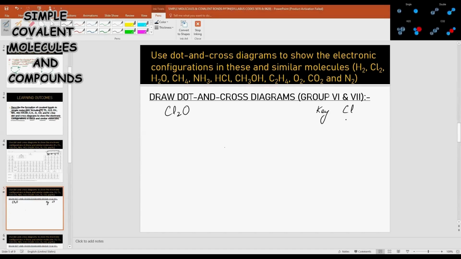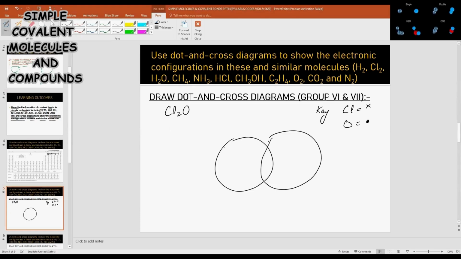There are 2 elements, Cl and oxygen. I'm using dot for oxygen and cross for chlorine. An oxygen atom needs 2 electrons to complete its valence shell, while each chlorine atom needs 1 electron. Electrons will be shared in this way. In the center, you have oxygen, 1 chlorine, 2nd chlorine. Now I am drawing their valence electrons. Oxygen needs 2 electrons, so it will offer 2 electrons to these chlorine atoms.